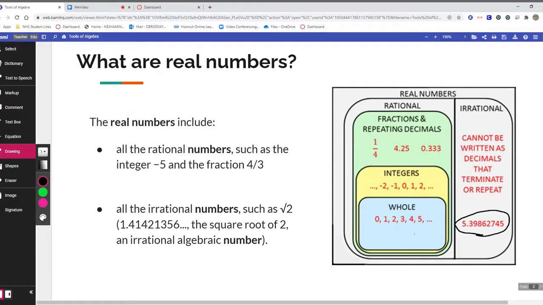So when we look at this graphic organizer, is 4 an integer? Well, yeah, 4 is inside the integer box technically, as well as it's inside the fraction and repeating decimal box, and it's in the rational numbers box. However, is 1/4 a whole number? No, 1/4 is not in the whole number box, but 2 is in the fraction and repeating decimal box technically. So that's the way this graphic organizer works.